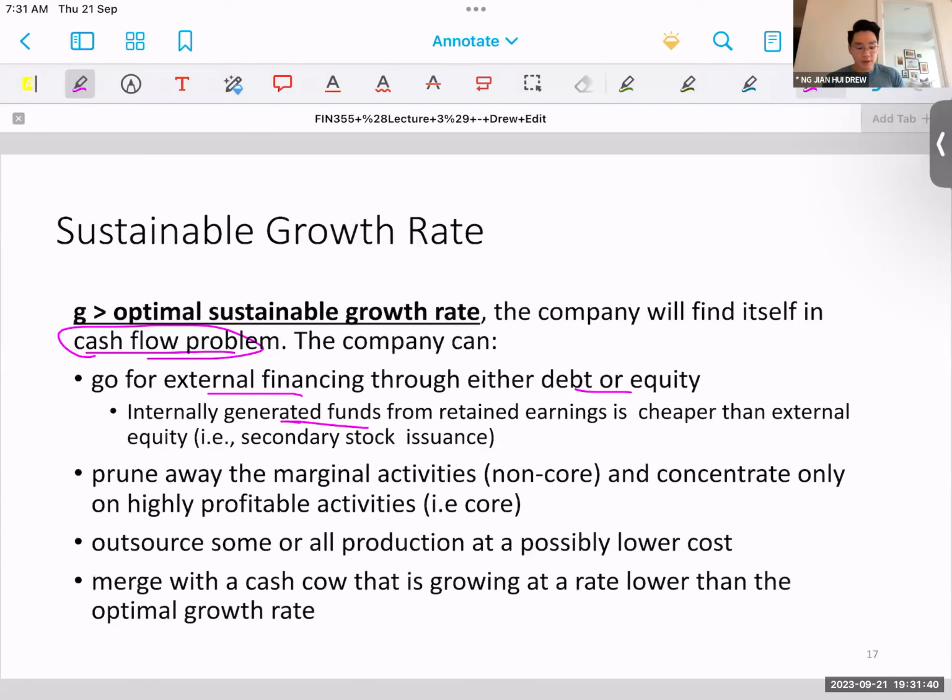So what you can do, of course, is prune away some marginal activities that are non-core and concentrate on the highly profitable ones. This would make sure that your growth rate is moderated downwards. Maybe you can do some outsourcing of production at a lower cost, or you can merge some cash cow components or business segments that are growing at a lower rate, toward the optimal growth rate. So this is some theory.